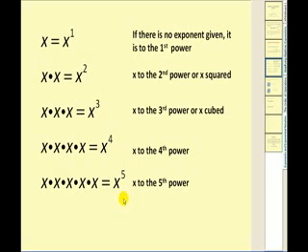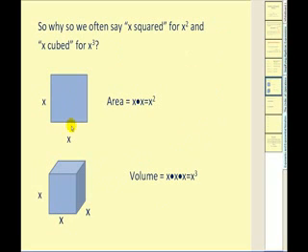I want to spend a moment discussing why we often call x to the second power x squared and why we call x to the third power x cubed. Well, it's based upon some geometric formulas. Here we have a square where all sides have length x. So the area of this square would be x times x, or x to the second power. Again, you can see why it's often called x squared. It gives the area of a square. Here we have a cube where each edge has length x. So to find the volume of this cube, we would find the product of x times x times x, which would be x to the third power. So x to the third power gives the volume of a cube, hence the wording x cubed.